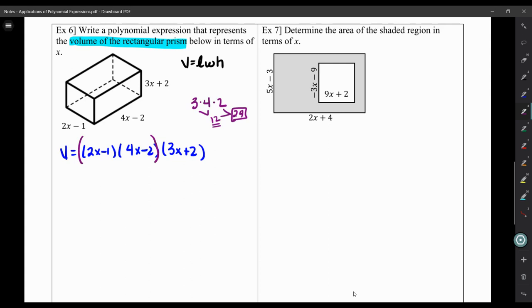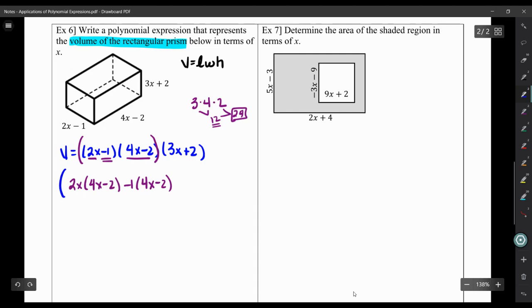So when we multiply this, I'm going to show you kind of how the setup's going to work all the way down. We're going to take 2x times the second polynomial, just like normal, 2x times 4x minus 2, then minus 1 times 4x minus 2. However, this is still technically in a giant set of parentheses because we still have to multiply 3x plus 2 in a minute. We're just kind of ignoring him right now.